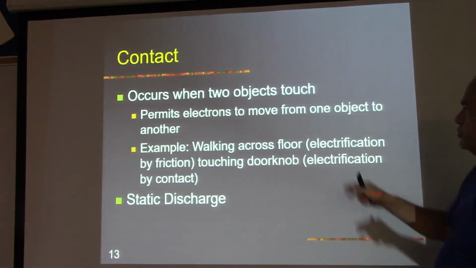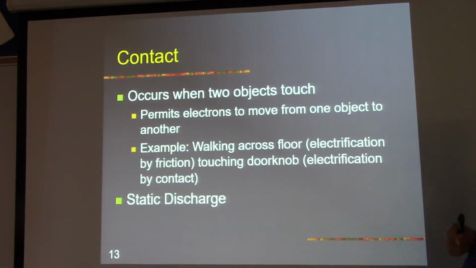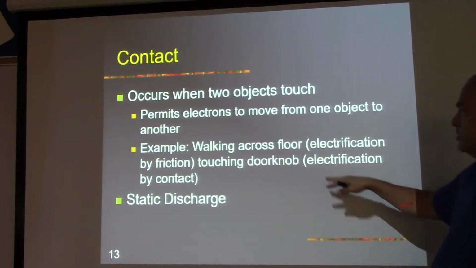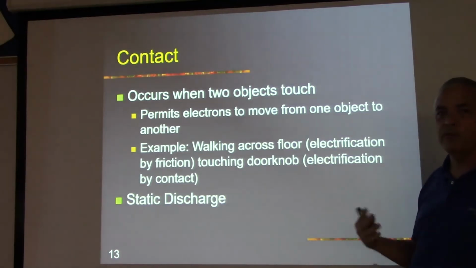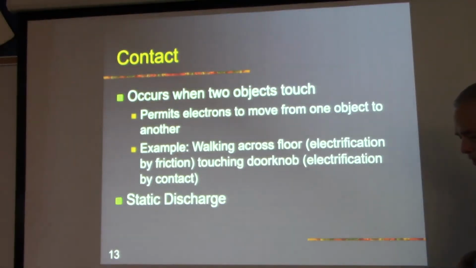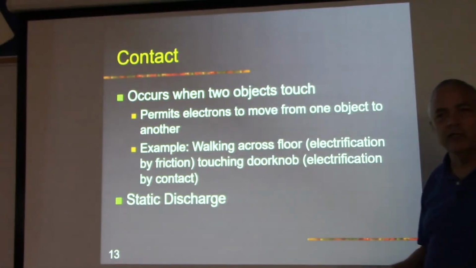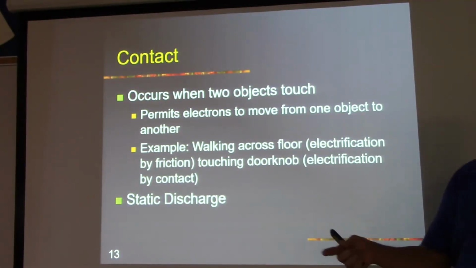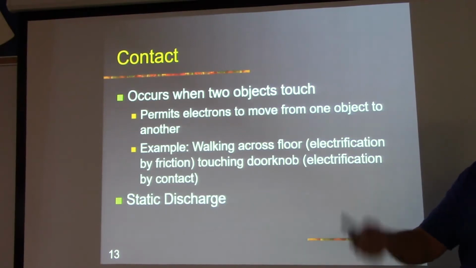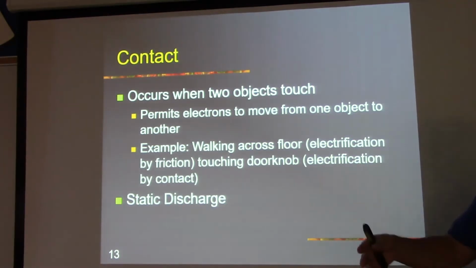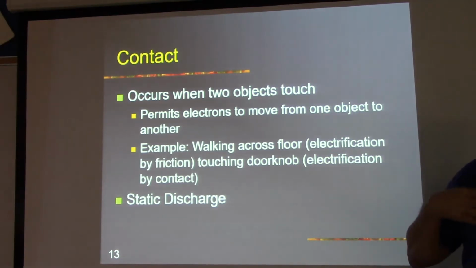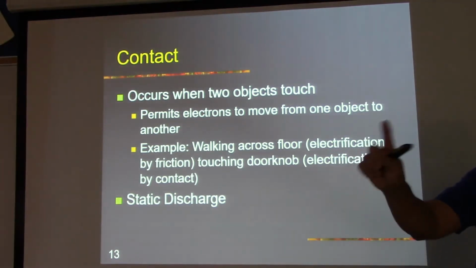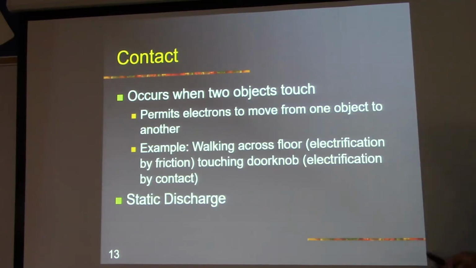Contact. This permits electrons to move from one object to another directly. So here's the example like we were talking about with friction. If I'm walking across a wool carpet or acrylic or something like that, and I'm building up a charge as I go, and then I get to a doorknob and I go to touch it, zap, it shocks me. Why? Because I just imparted my electrical charge to that object and I felt it flow through my finger. This is also known as a static discharge.